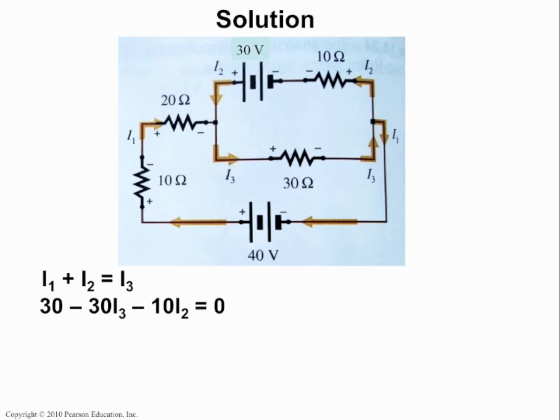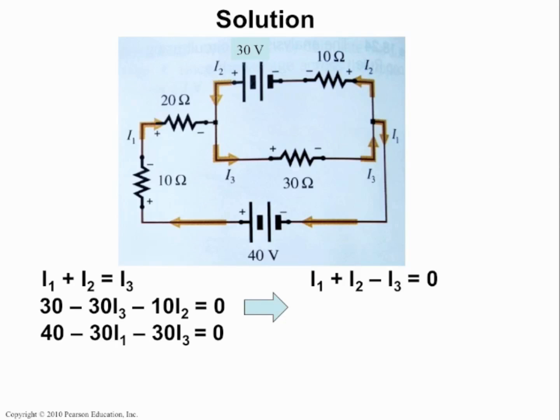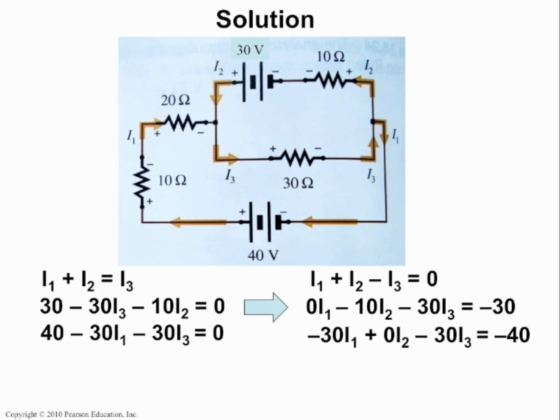Okay, so let's write our equations. I have I1 plus I2 equals I3, 30 minus 30I3 minus 10I2 equals 0, and 40 minus 30I1 minus 30I3 equals 0. I'm going to rewrite these in the following way. I1 plus I2 minus I3 equals 0. 0 I1 minus 10 I2 minus 30 I3 equals negative 30. Negative 30 I1 plus 0 I2 minus 30 I3 equals negative 40.